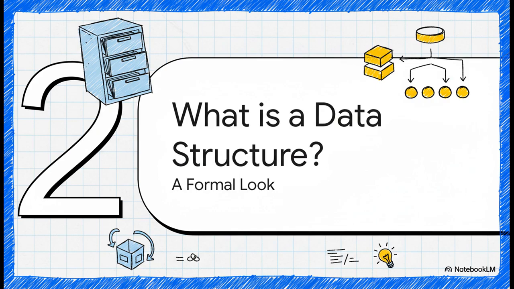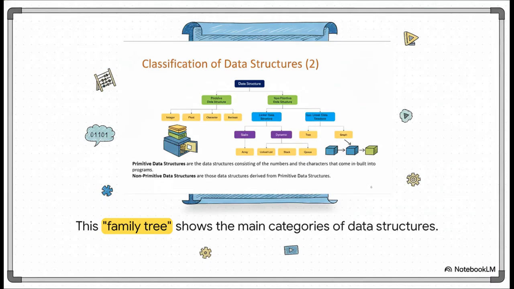So let's peel back the layers a little bit and see what these blueprints actually look like, because they are not all the same, not by a long shot. In fact, there's a whole family of them, and each one has its own unique strengths and weaknesses. And this chart right here gives us the big picture. Seriously, think of it as the data structure family tree.